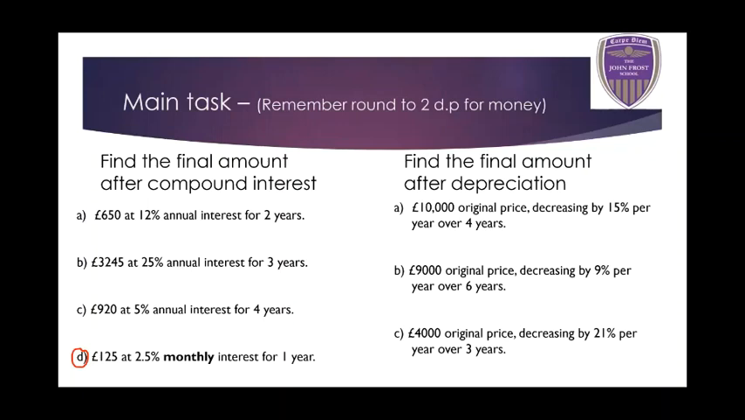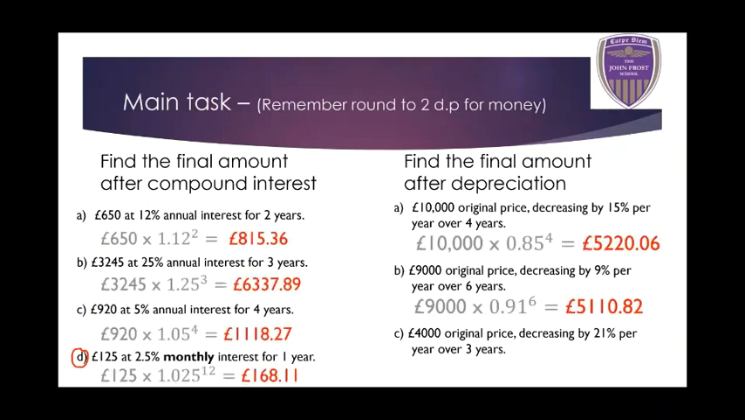Okay, and here are the answers. So hopefully you got all those right. For question D, the key word was monthly interest. So the amount increased by 2.5% every month. And because there's 12 months in a year, all you had to do was £125 times 1.025 to the power of 12. So it's slightly different wording there. Well done if you got those right.